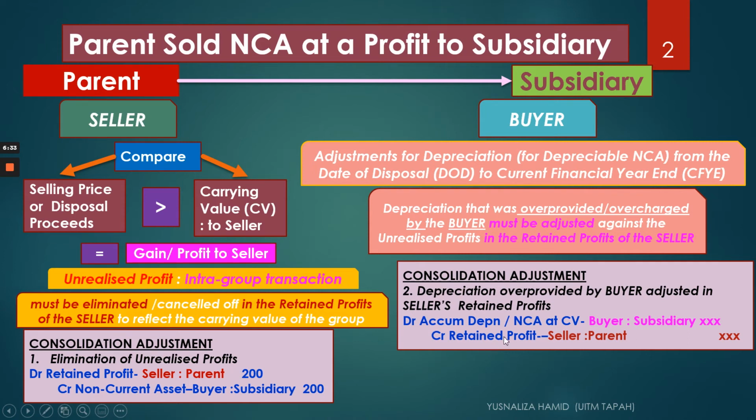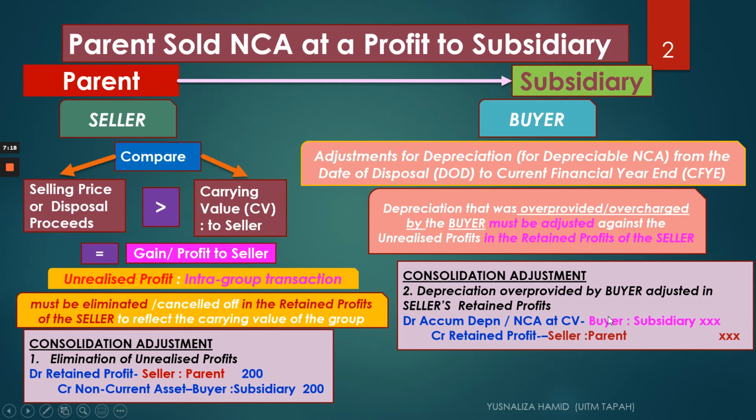So we are going to reduce the depreciation of the asset, which will be adjusted by reducing the retained profit. Whose retained profit? It is the retained profit of the seller. And you are going to reduce the depreciation by crediting the retained profit, and it will also be adjusted against the accumulated depreciation account if the asset is shown at cost. However, if there is no information on the cost of the asset disposed, let's say a PPE, you are going to adjust directly to the non-current asset at the carrying value by debiting the non-current asset.